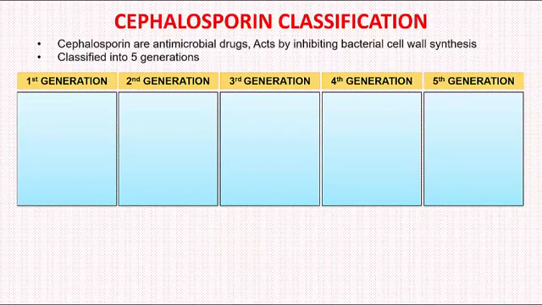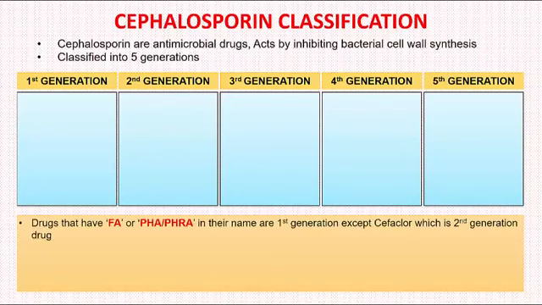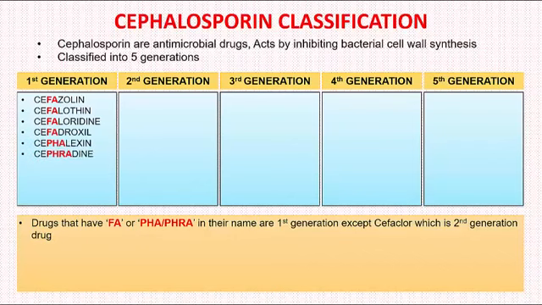We begin with the first generation cephalosporins. The trick here is that the drugs in the first generation cephalosporins have FA, PHA or PHRA in their names. So we look at the drugs along with the highlighted red letters in their names. So we have cefazolin, cefalothin, cephaloridine, cefadroxil, cephalexin and cephradine. There is one exception to this trick where cefaclor has FA in its name but it is a second generation cephalosporin. Now we move to the third generation cephalosporins.